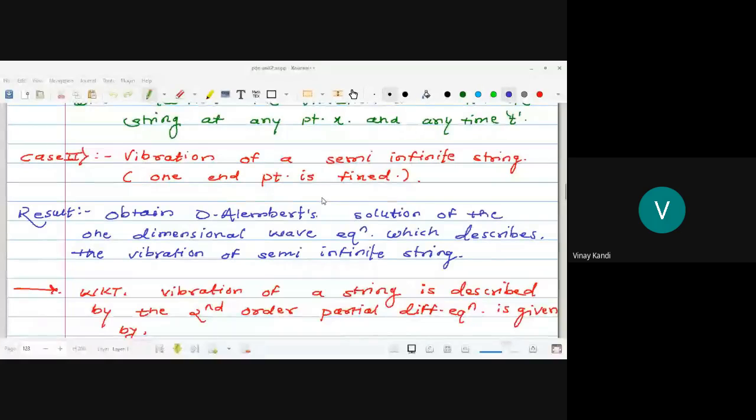Is the screen visible to all? Yes, sir. Okay.